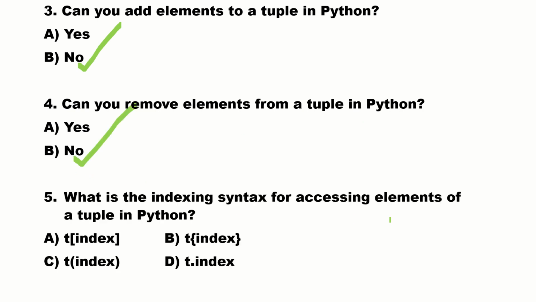What is the indexing syntax for accessing an element of a tuple in Python? See, tuple elements are accessed by forward indexing as well as backward indexing. So in order to access a tuple element, you have to use the tuple index. So the correct option is A, T[index].